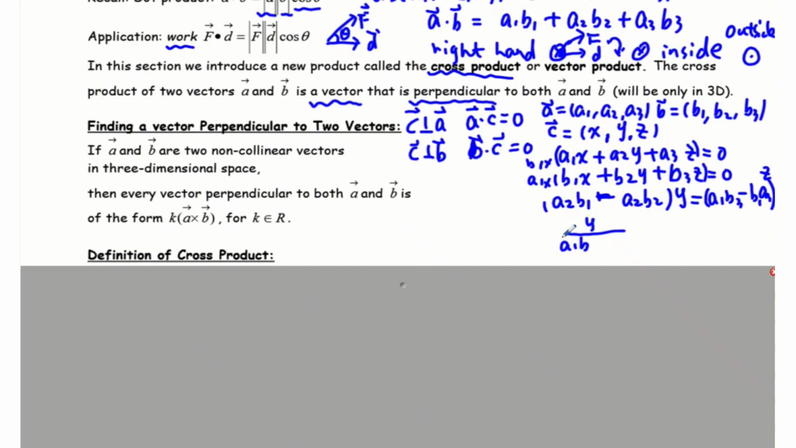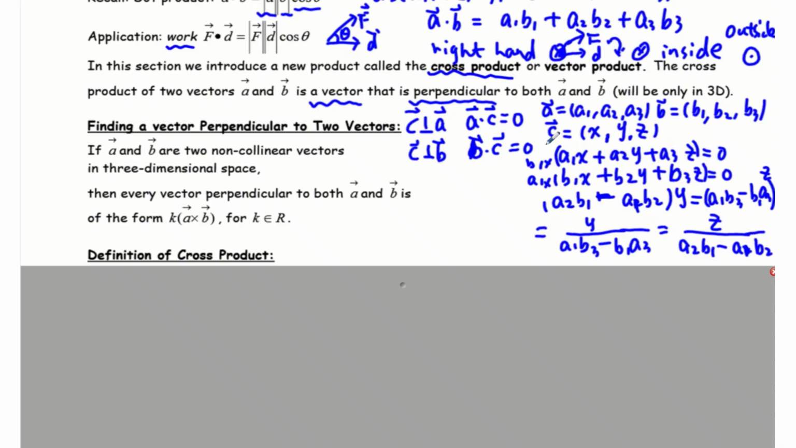Then we do the cross multiplication. So y over A1B3 minus B1A3 equals z over A2B1 minus A1B2.